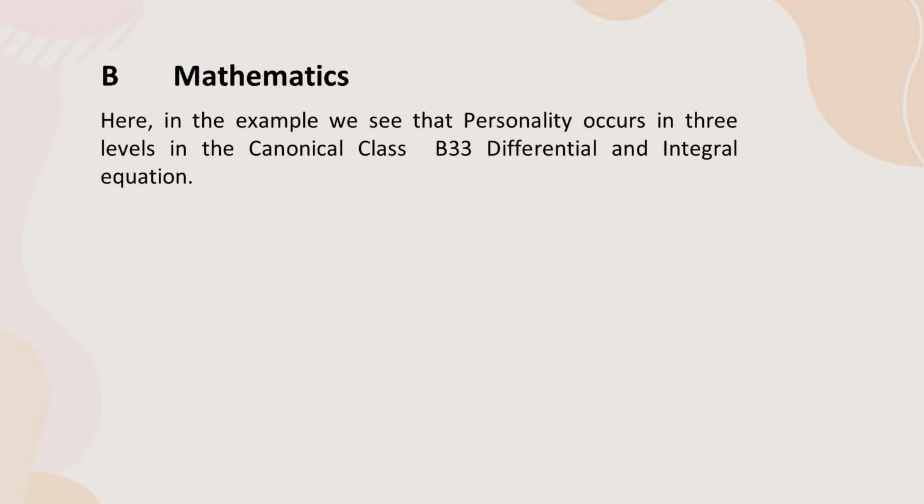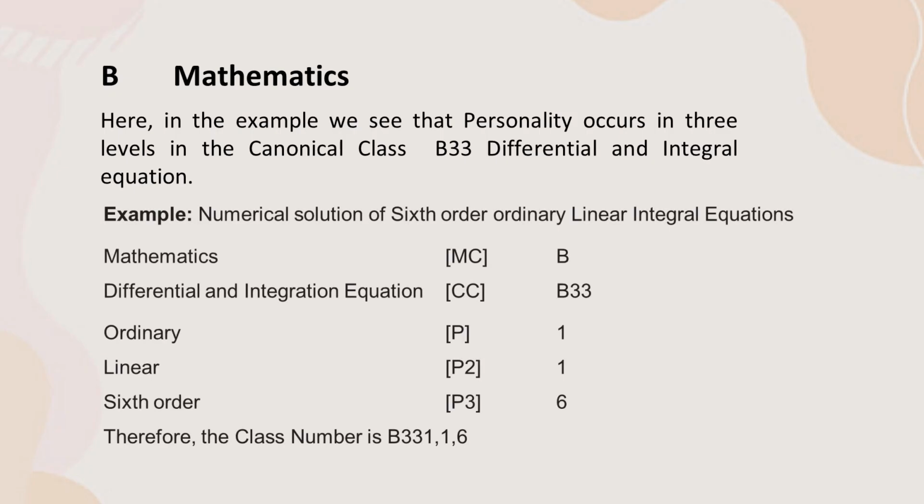Here in the example presented, we see the personality facet occurs in 3 levels in the canonical class B33 differential and integral equation. Here we can see in the example, with an arbitrary title, we have taken numerical solution of 6th order ordinary linear integral equation. The main class is mathematics. Differential and integral equation is denoted by the canonical class B33.